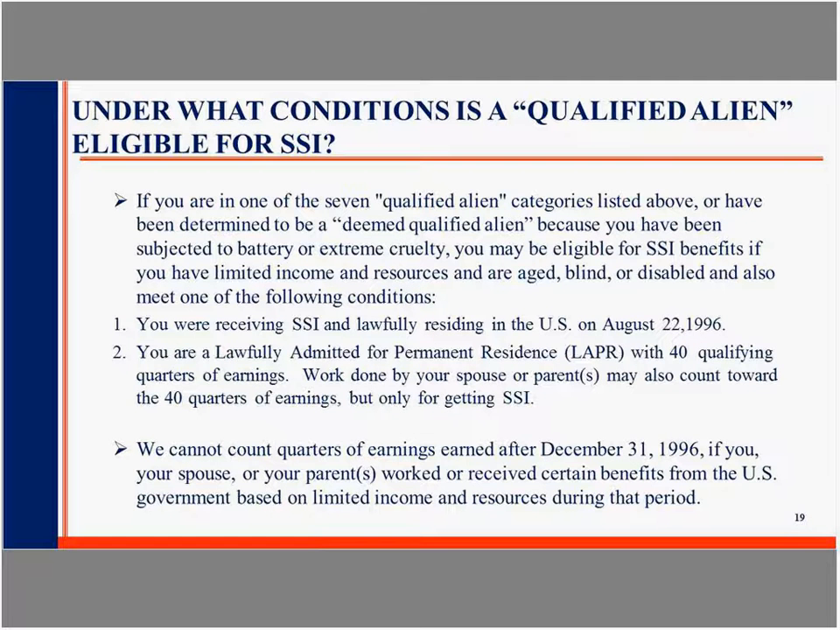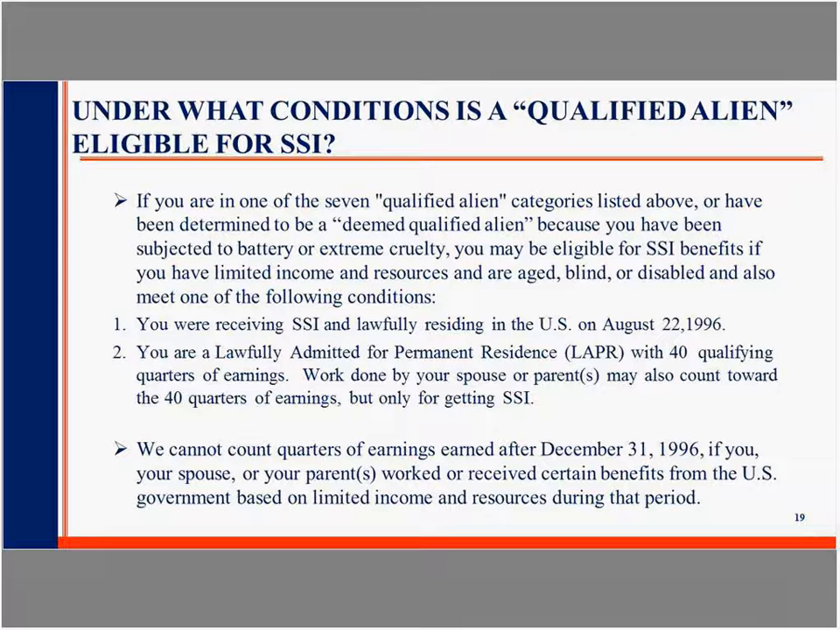Receiving SSI and lawfully residing in the U.S. on or before August 22nd of 1996. Or lawfully admitted for permanent residence, a LAPR, with 40 qualifying quarters of earnings. Now, it doesn't necessarily have to be just your work. It could have been done by your spouse or your parents, the 40 quarters, but only for getting SSI. That's just for this. If you worked 5 years and your spouse worked 5, or the parents divided, someone somewhere in there worked those 10 years.